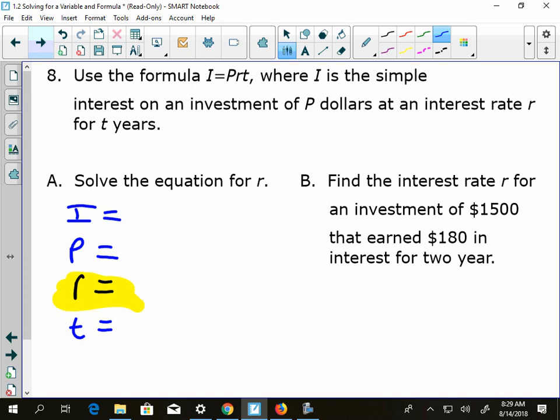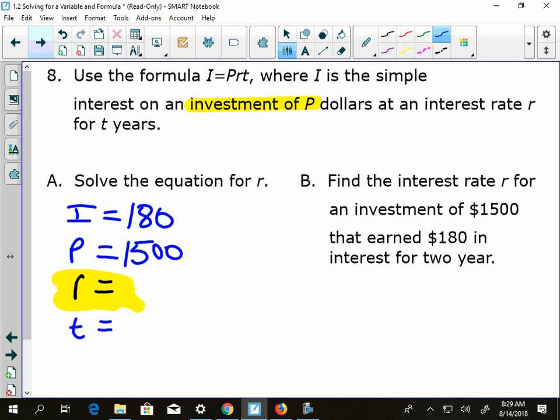Am I going to have an R, kids? Am I going to have an R? No, it says find it. On an investment of $1,500. An investment of P dollars. P is your investment. That's what you're starting out with. So how much is my P? 1,500. What is my interest? 180. It says earned $180 in interest.